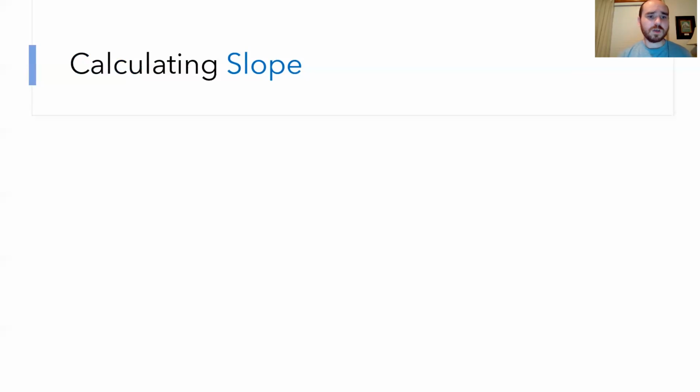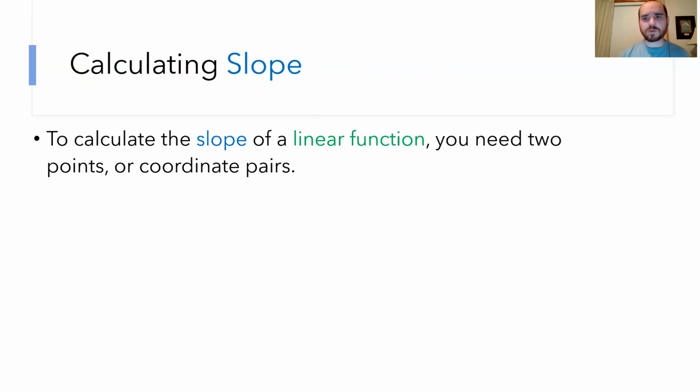So calculating slope, you've probably seen how to do this before, but you might have forgotten. To calculate the slope of a linear function when you're not given it, you need at least 2 points or coordinate pairs. And remember, our coordinate pairs are written as, oops, is my pad not working? There it is. Sorry. Here, let's actually do that.